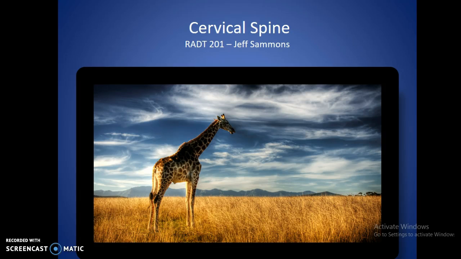Hi. So we're going to get started this semester on the cervical spine. If you notice there's a giraffe in our very first slide here. We just want you to think about how many neck vertebrae there are in a giraffe as compared to regular humans, which will be answered at the end of this PowerPoint.